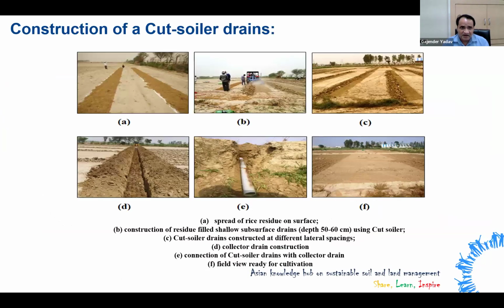And we spread the residue on the surface and constructed the drain. At the outlet, we have a small pipe just to facilitate the outflow of the water, and we connected it to a main drain, just like any drainage project or subsurface drainage system works, collected from the individual drains and taken to the main drain.